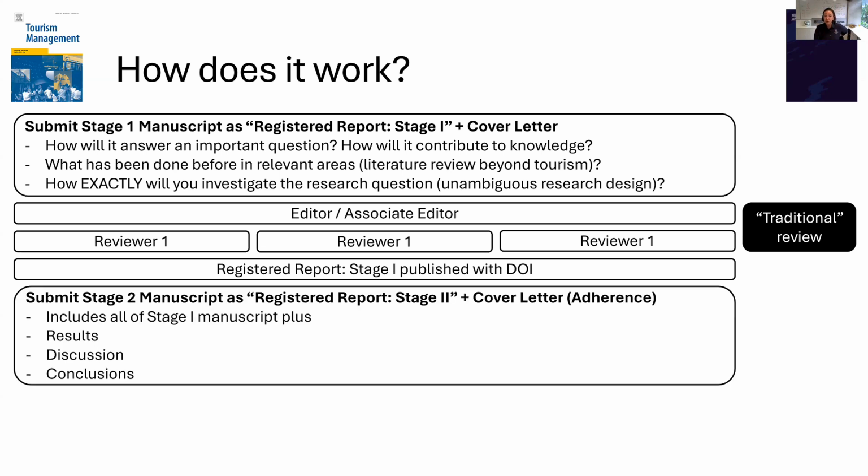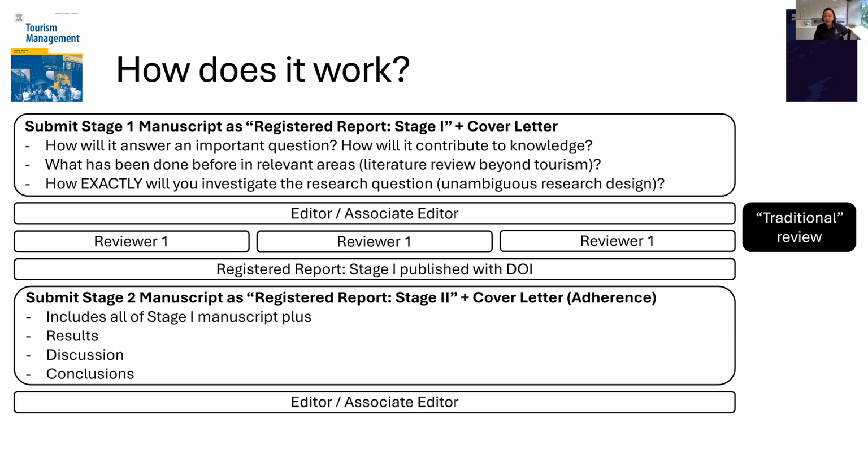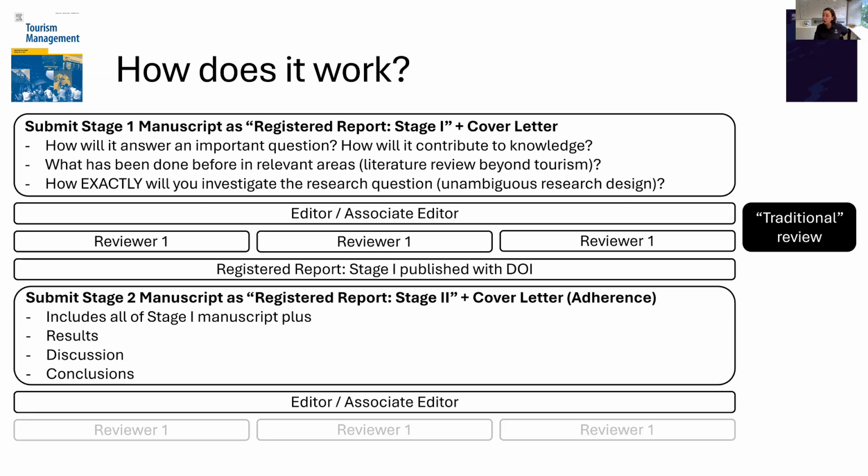Then you go and submit the stage 2 manuscript with a cover letter. Here, all that happens is we're checking whether you've done what you've promised. So it'll include all of stage 1 plus the results, the discussion, the conclusion. Again, it comes to Robert or me. Now, if you have complied with everything, that's the end of it. We don't even send it out to the reviewers anymore, and we just do an adherence review. So we check, have you done the right sample size? Have you done exactly what you promised?